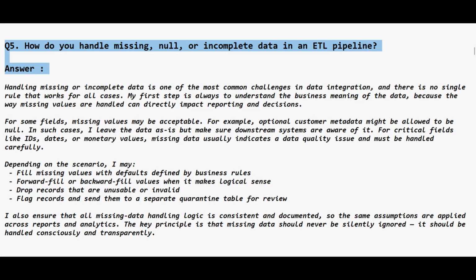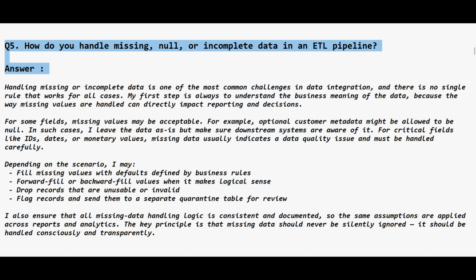Question 5. How do you handle missing, null, or incomplete data in an ETL pipeline? Answer. Handling missing or incomplete data is one of the most common challenges in data integration, and there is no single rule that works for all cases. My first step is always to understand the business meaning of the data, because the way missing values are handled can directly impact reporting and decisions.